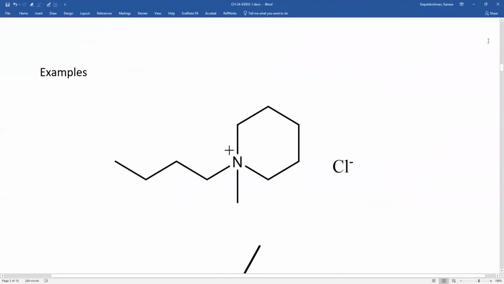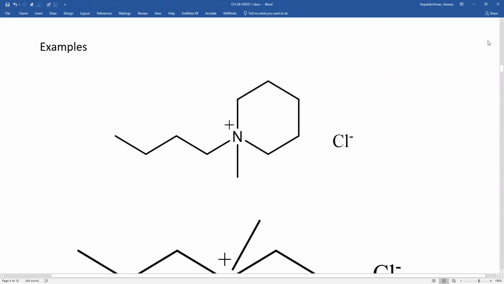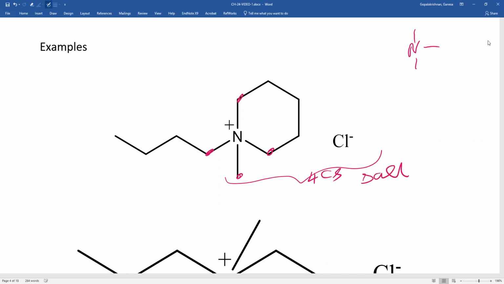I have 2 examples here. In the first one, the nitrogen is bonded to 4 carbons. If a nitrogen is bonded to 4 groups, it will be positive because nitrogen's valency is 3. If it has 1 more group, it is always positive. It is a cation. And you will see an anion, chlorine or something, hanging around it. Together, it is a salt. We call it a quaternary ammonium salt or 4th degree salt.